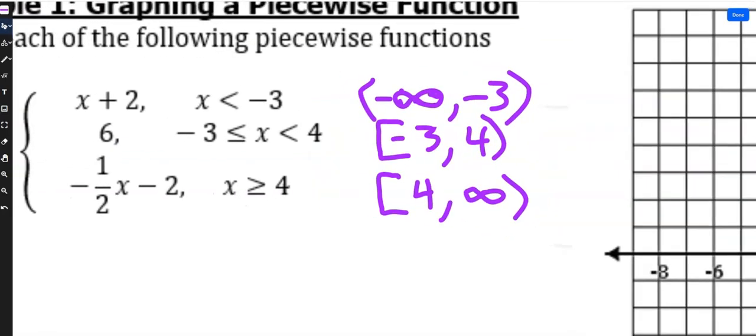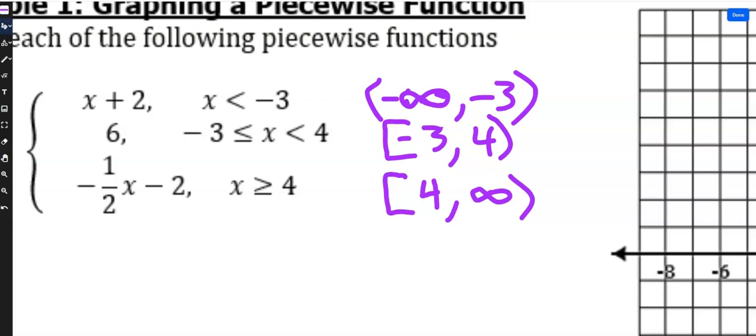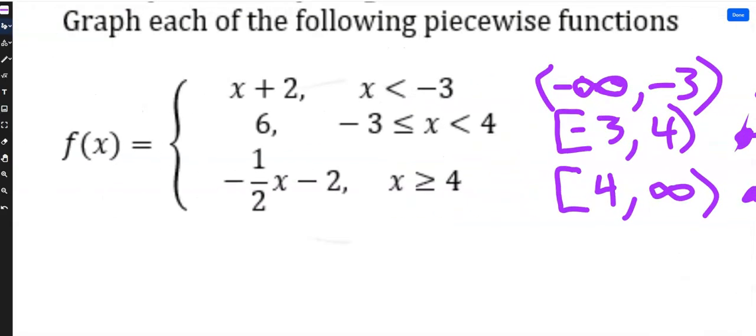Okay, so what are those pictures going to look like? Just to remind us, that would be open circle, arrow left. That would be a closed circle over to an open circle, and a closed circle, arrow right. Okay, so that's the basics of the pictures of what we're going to do. How do I figure out how to draw them? Because you know they're going to have different slopes like the ones in the last lesson.